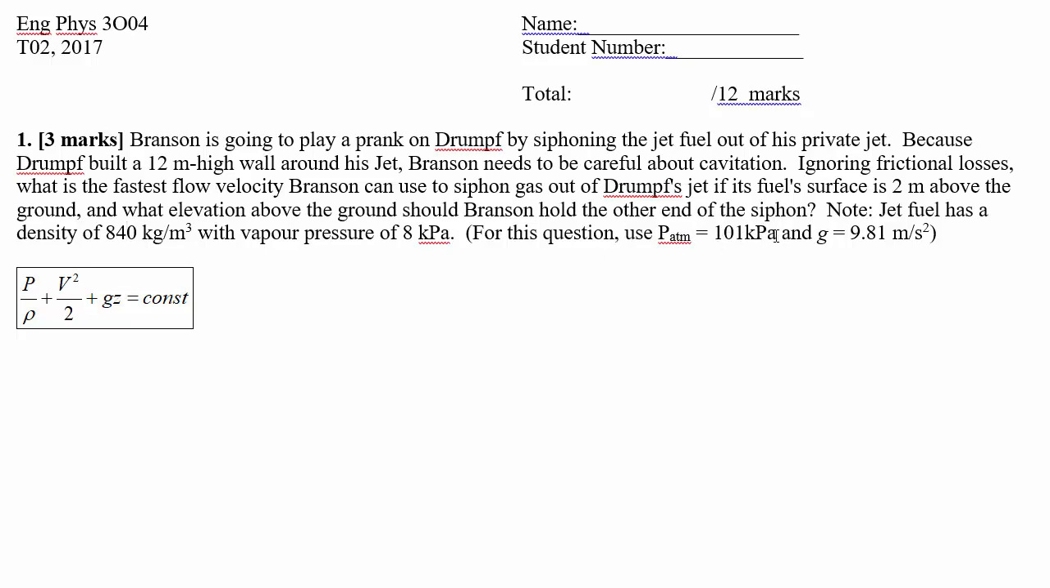Now, that means we're going to be a lot closer from this 101 to the 8 kilopascals of vapor pressure. So we have to be careful not to raise the velocity too much. So that's what we're going to worry about.